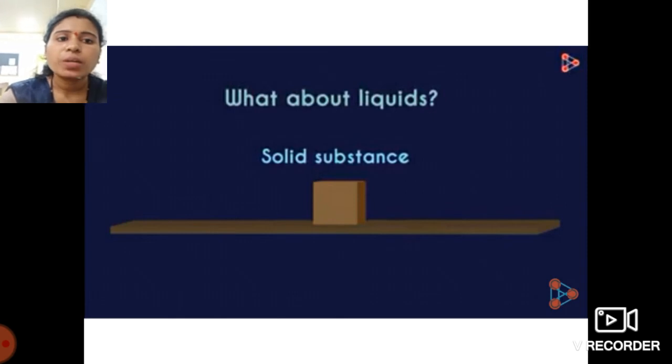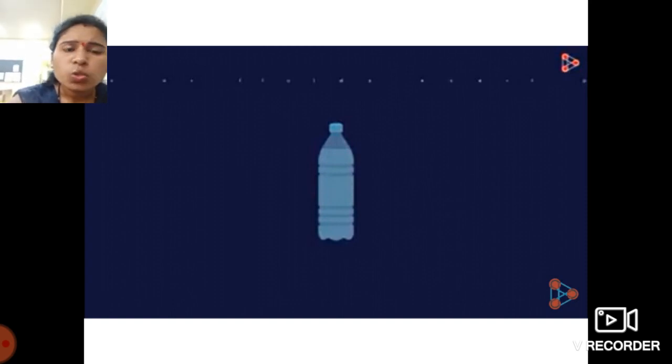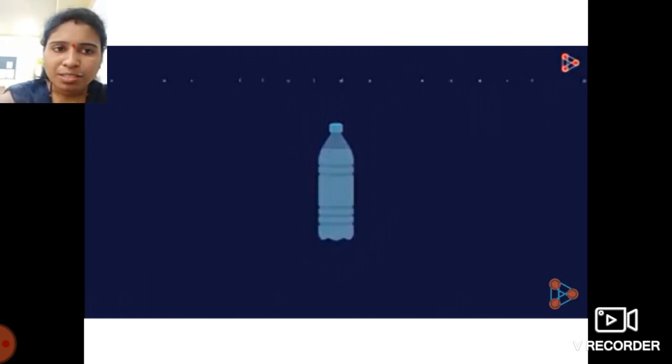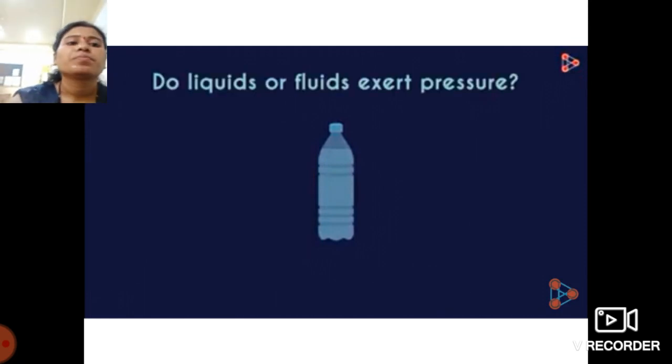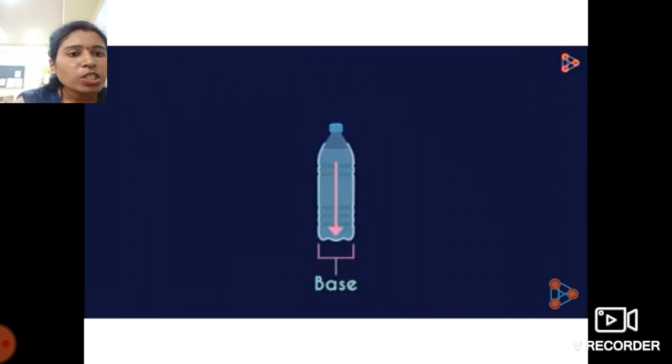We know that liquids are kept in containers. So do liquids or fluids exert pressure? Yes students, they do. They exert pressure on the base and on the walls of the container.